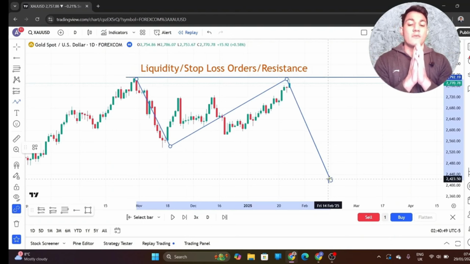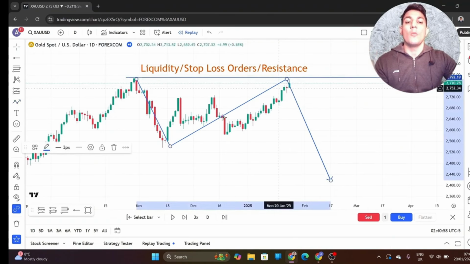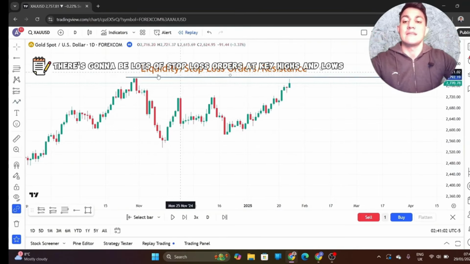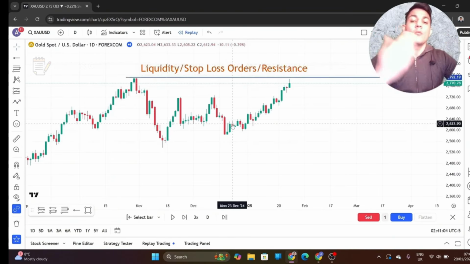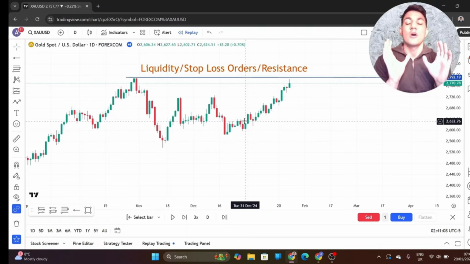Now, if you've been trading for any length of time, you know that's a complete load of BS. It does not work. And I spent years trying to trade that way. It does not work at all. Now, what we do know, though, is there's going to be lots of liquidity, right? Lots of stop loss orders at these key highs and key lows. And now what we want to do as a liquidity trader is we just want to target that, right? We just want to target stop loss orders, or we just want to target liquidity, right? It's that simple. That's all we need to do.